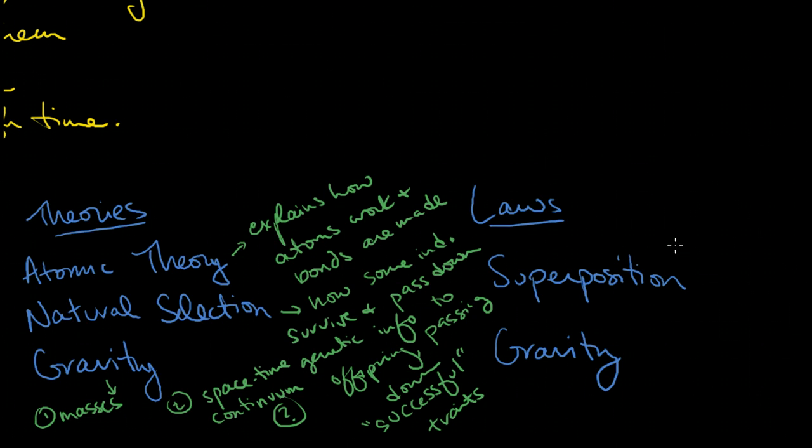The law of superposition is yet a different idea altogether. If we looked into the ground and saw different layers of stone, and we saw a fossil, let's say we found a fossil here and another one here, the law of superposition describes that this one is older than this one because it's lower down in the ground. So essentially this is just a description.